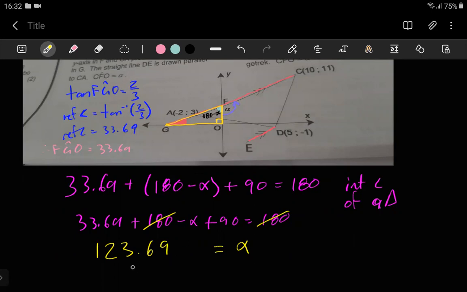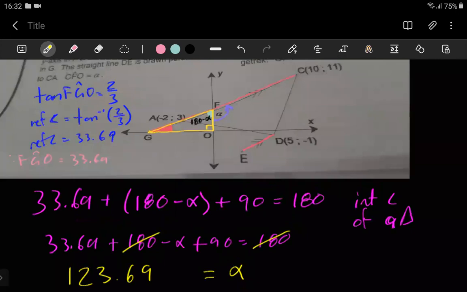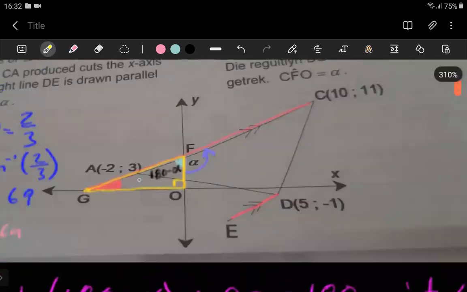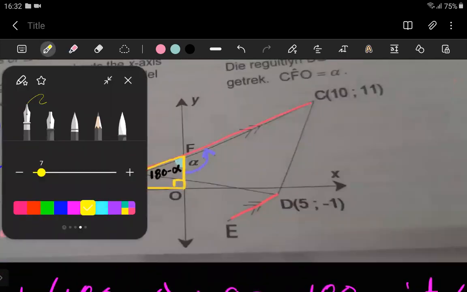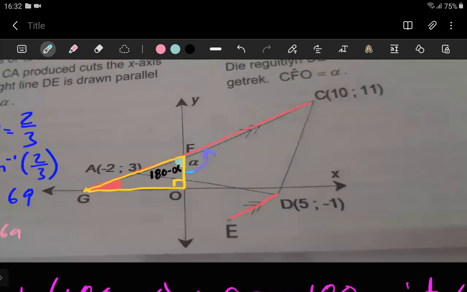But do you see this is more of a long route, because the easiest way would have been to see that this is an exterior angle of a triangle, because this is a straight line. So you have an exterior angle here. It's equal to the sum of the opposite ones, meaning it's equal to this angle plus the 90. But whichever way, everything always works out.